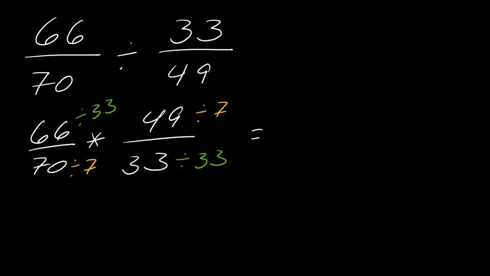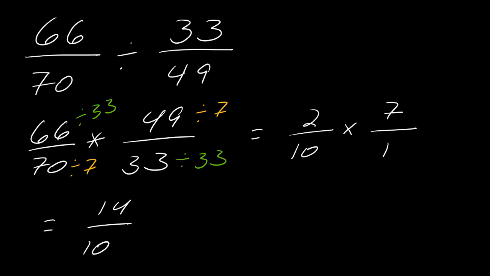Okay, so I'm going to rewrite this now. So 66 divided by 33 is 2. 70 divided by 7 is 10. 49 divided by 7 is 7. And 33 divided by 33 is 1. So here's what I'm left with. And now I can multiply this straight across. So if I multiply this straight across, so let's see, I get 14 over 10.